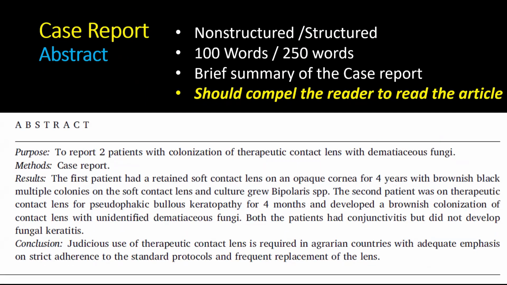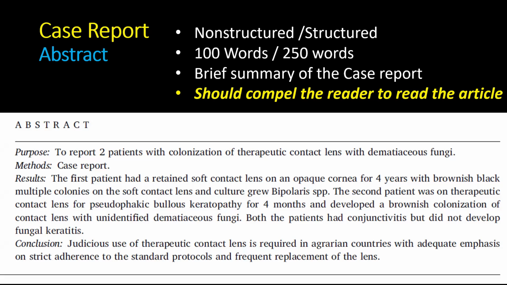Then you go to the most important part, the abstract. Usually for a case report, it's non-structured. Some journals ask for a structured case report. So usually it is 100 to 250 words. Most of the journals keep it at only 100 words. This is the part of your article that will compel the reader to read your article. So you need to concentrate here.